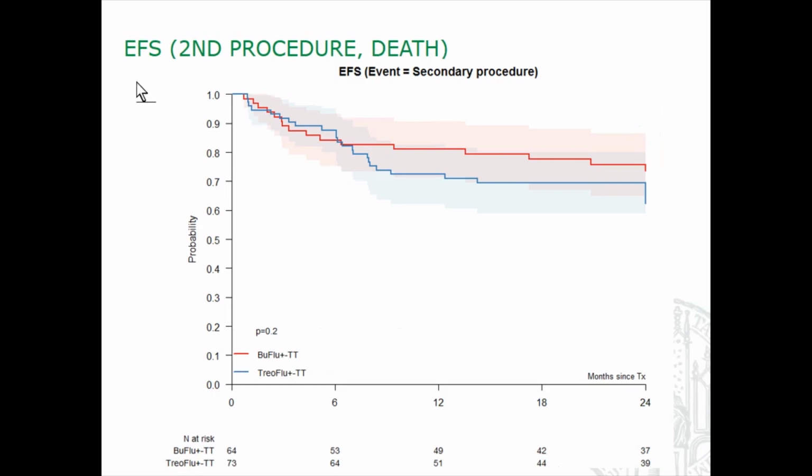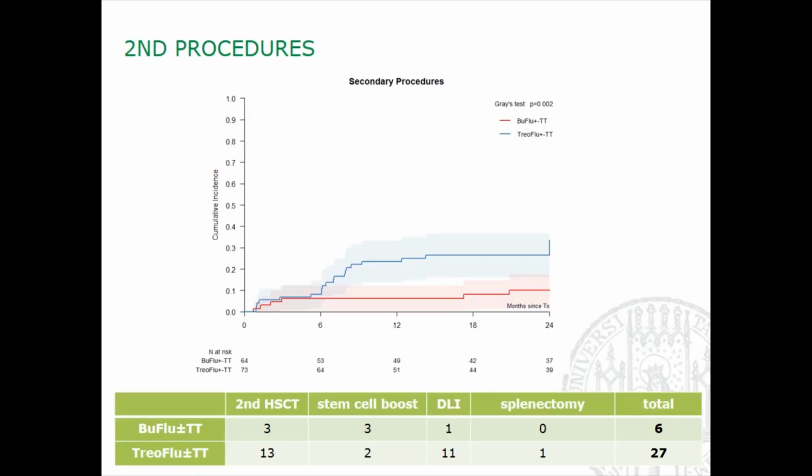Event-free survival, looking at either death or second procedure as an event. So I have to explain what I mean by that. Second procedure means that if after a transplant, for example, there is graft failure or rejection and the patient needs a second transplant, we would call that a second procedure. Or if the chimerism is not complete and the patient would receive a stem cell infusion, stem cell top-up, or a donor lymphocyte infusion, these would all be secondary cellular procedures to the patients. So this is different between the two groups.